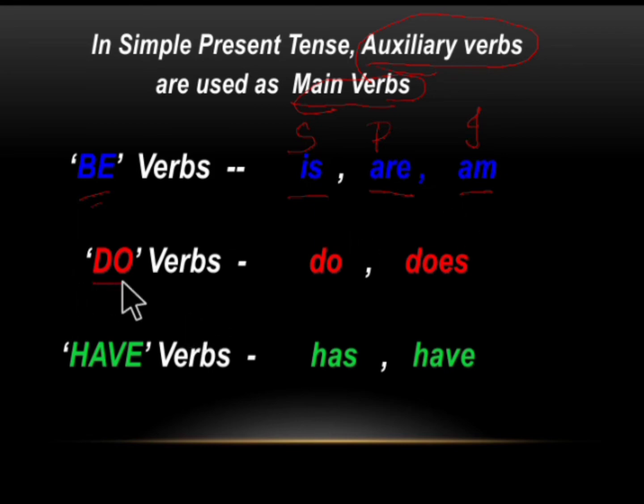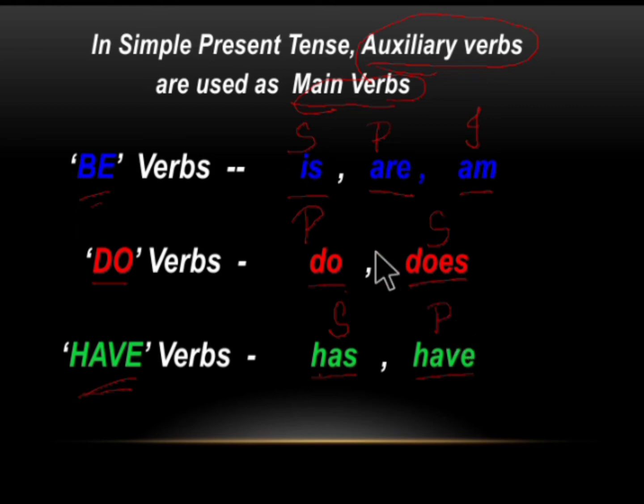Next we have the do verbs. In the do verbs we have do and does. Do is used along with the plural subject and does is used along with the singular subject. Next we have the have verbs. In the have verbs we have has and have. Has is used along with the singular subject and have is used along with the plural subject.